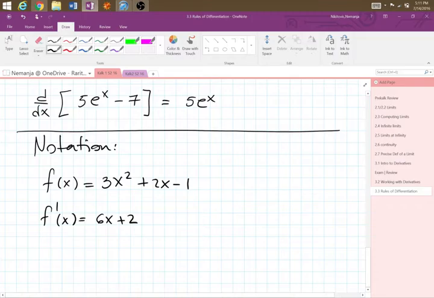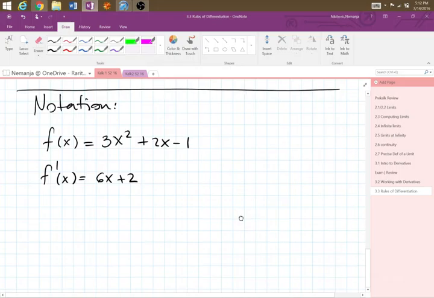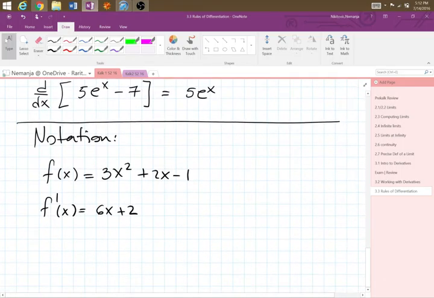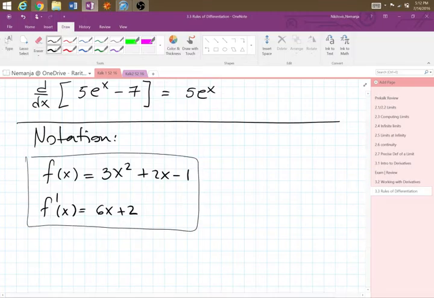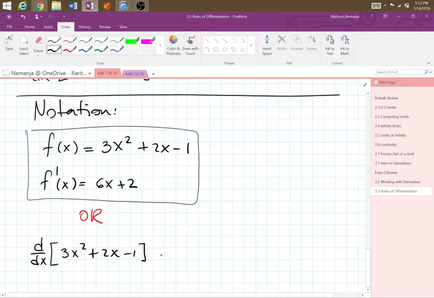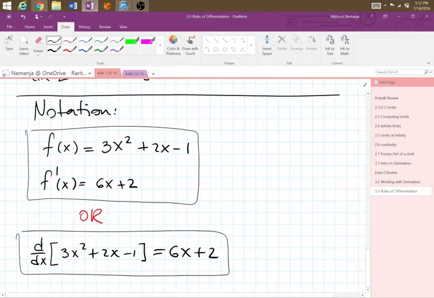Yes, but that's going to be in chapter 5. We'll come back to that. So I'm going to say this. So this is one whole unit. Or I can say the derivative of 3x squared plus 2x minus 1 is equal to 6x plus 2. And that's another way of noting the same thing.